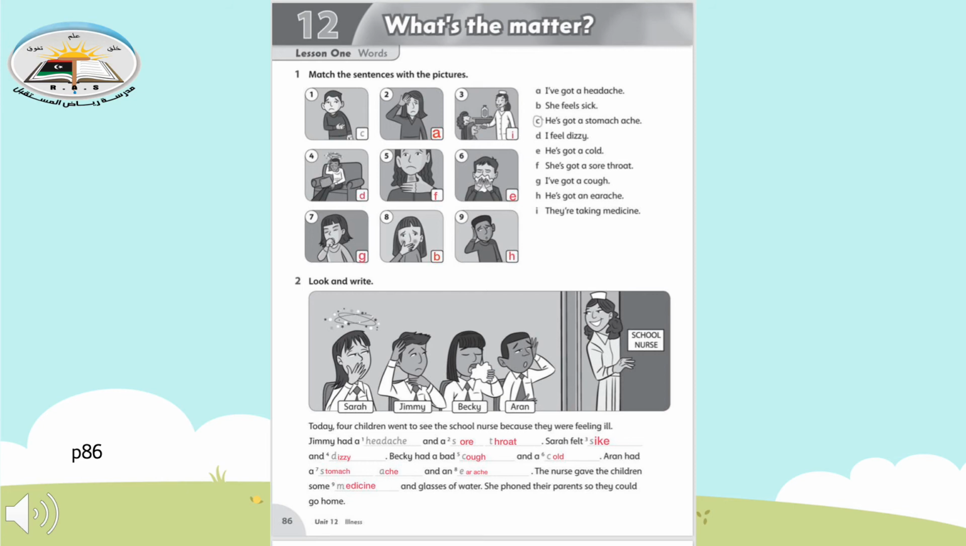So let's go over the spaces again. Number 2, sore throat. Number 3, sick. Number 4, dizzy. Number 5, cough. Number 6, cold. Number 7, stomach ache. Number 8, earache. Number 9, medicine. Now, that's it for the answers of page 86. Be very careful when you are answering in your book. This is very important. Thank you for listening.